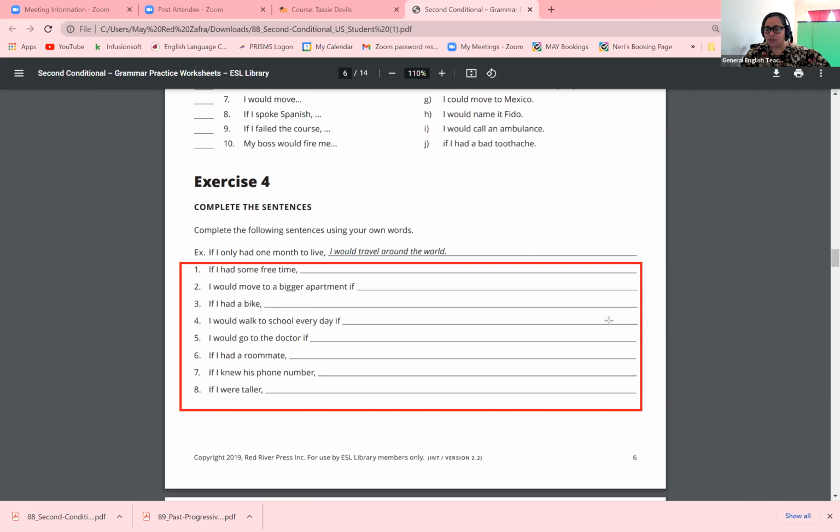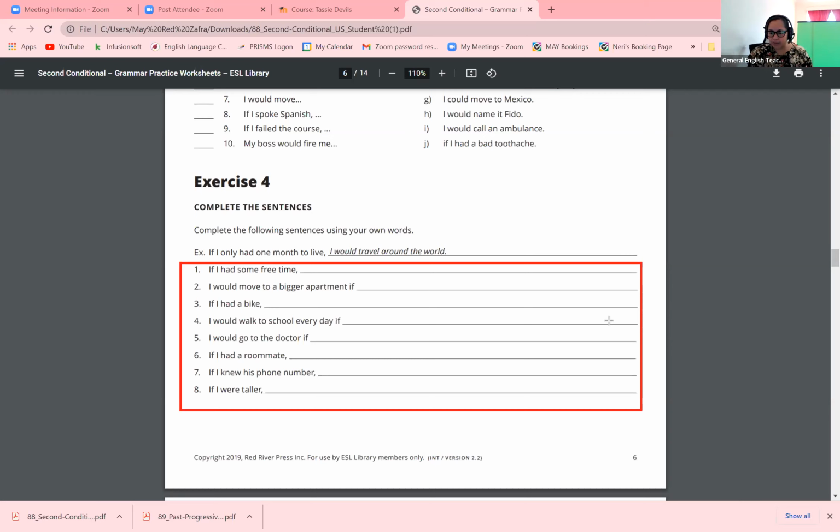I would move to a bigger apartment if my boyfriend was rich. Good. If I had some free time, Kion, I is always capital. Ah, sorry. I would exercise hard. Good. Don't forget the full stop at the end of the sentence. I would move to a bigger apartment if I got promoted in my job. That's the right sentence, Rich. If I got promoted in my job.